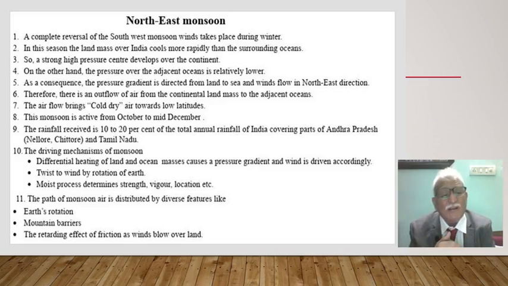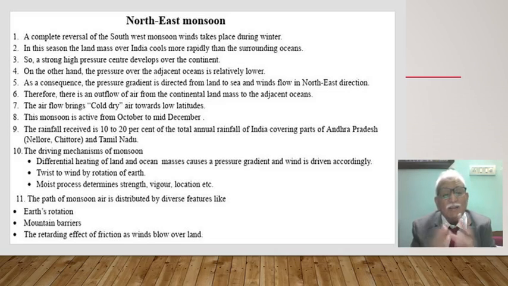Of course, for any mechanism, there should be a driving mechanism. What is the driving mechanism? If you are running a scooter, if you are running a car, a driving mechanism should be there, energy should be there. So like that, what is the driving mechanism for monsoon? Why are they occurring? They are not happening just like that, because there is a differentiating of land and ocean masses, which cause a pressure gradient, and wind is driven accordingly.